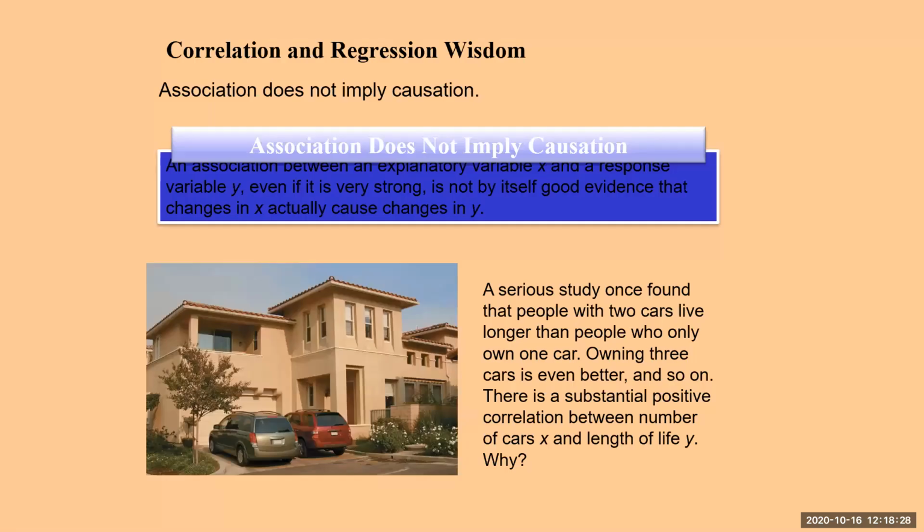No, if you own more cars, you probably have more money, so you're getting better health care. You might be able to afford gym memberships, other things that would make you healthier as well. So it is not the fact that owning more cars makes you live longer. It's probably the fact that owning more cars means you have more money and more access to things to help you live longer. So I cannot stress it enough. Correlation does not prove causation. You can only prove causation through a well-designed experiment.